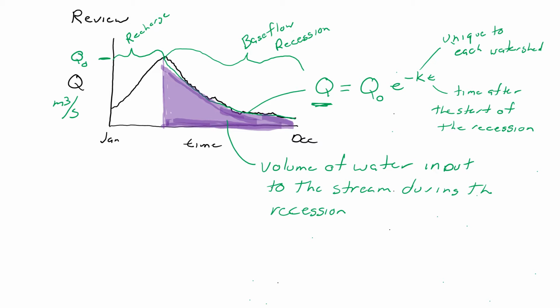This base flow recession equation gives you a Q, right? That's the stream flow. That's how fast the stream is moving. That's how much flow is in the stream at any time after the start. But sometimes it's useful to have a way to calculate volumes. I've used this example before. If you're managing a dam, it would be nice to know the total amount of water that would be expected to flow into your dam during that time period.